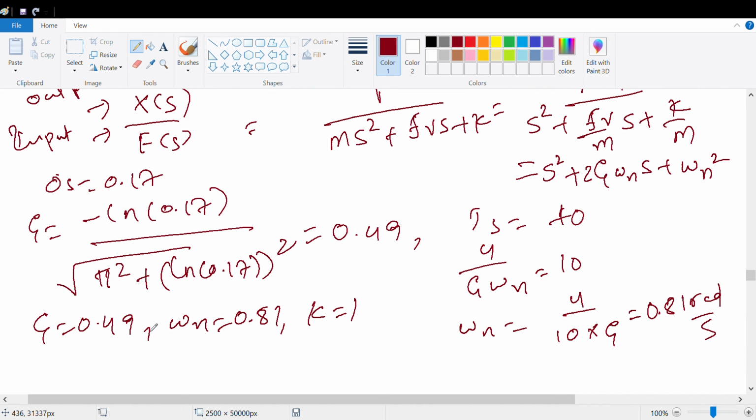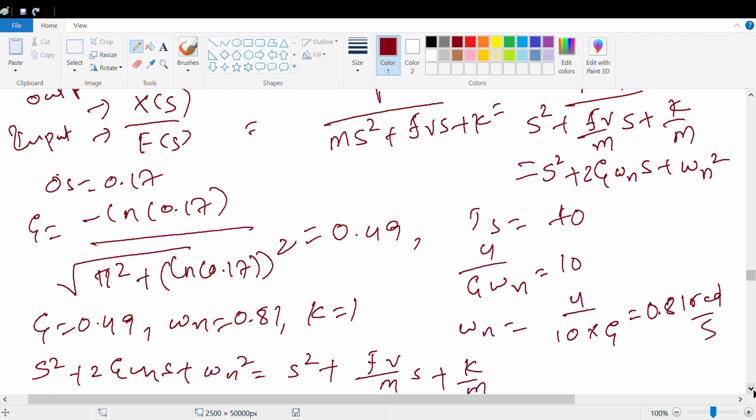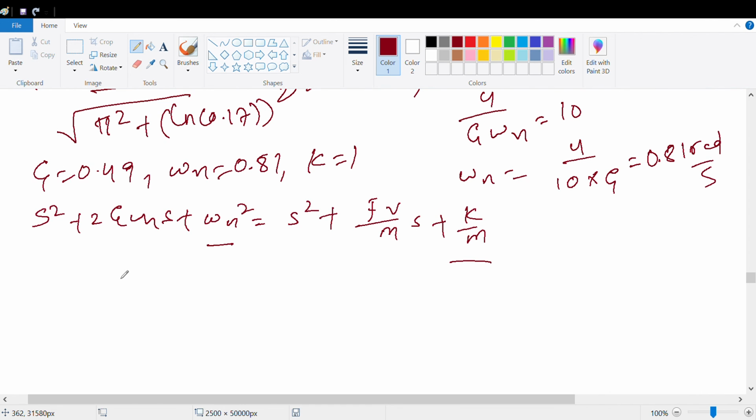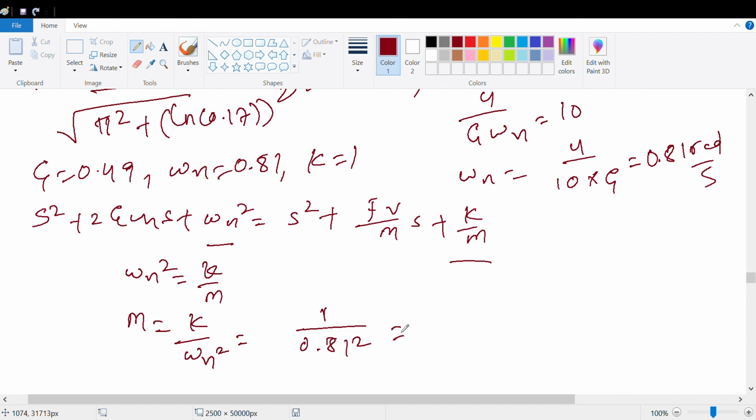So now we need fv and m. Therefore s square plus 2 zeta omega n s plus omega n square equals s square plus fv by m s plus k by m. Therefore omega n square is equal to k by m, so m is equal to k by omega n square. K is 1, omega n is 0.81, squared and inverted, which is 1.5. Therefore m is 1.5.